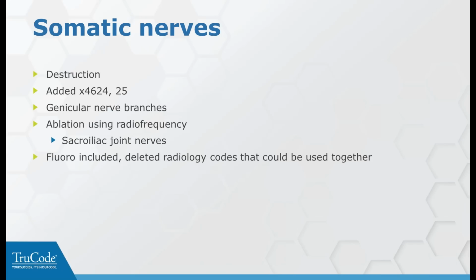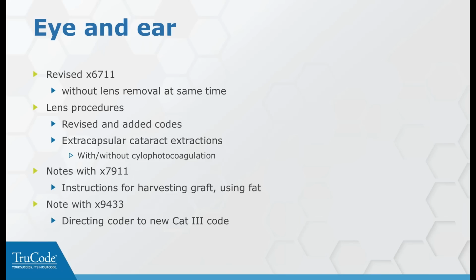Now, they did the same thing with the destruction, and that's over, again, in somatic nerves, a couple of new codes, 64624 and 64625. Those are just additional codes for destruction by a neurolytic agent, and that's going to be of the genicular nerve branches, or you've got the radiofrequency ablation of the nerves innervating the sacroiliac joint, again, with guidance there. So again, fluoroscopy is included with many of those. And that's another place where they did delete the radiology codes that could have been used with them, because now they're included there.